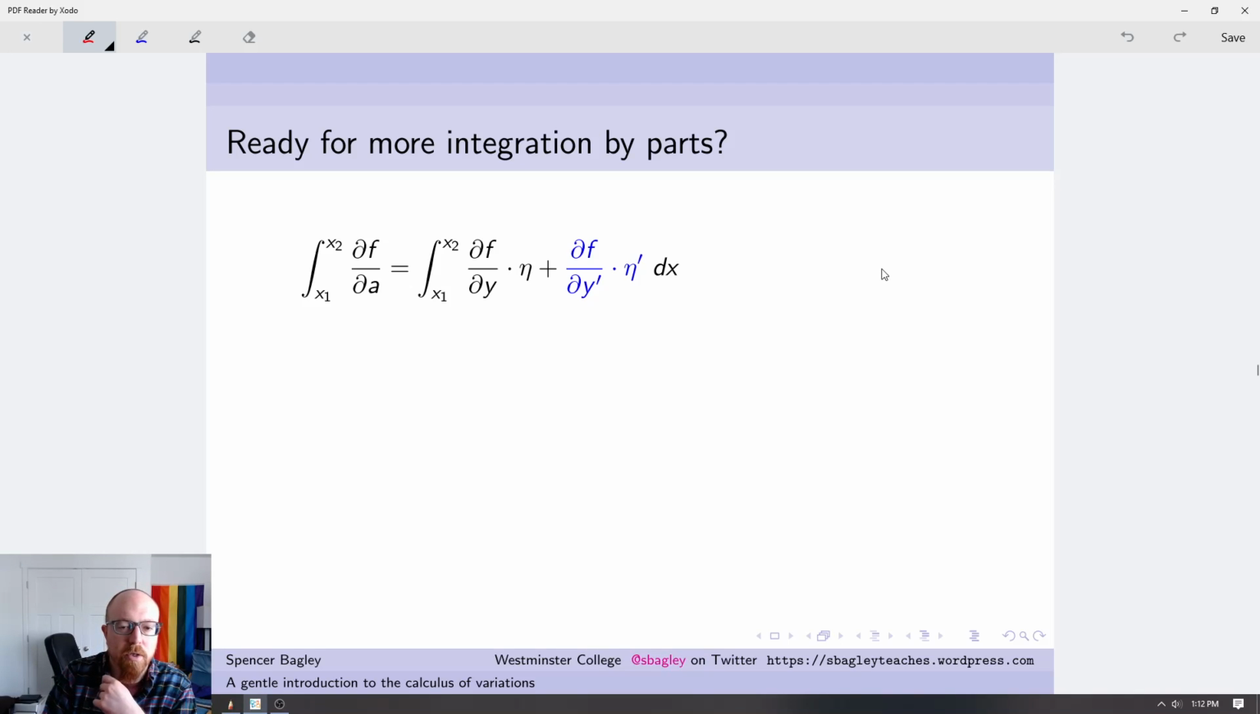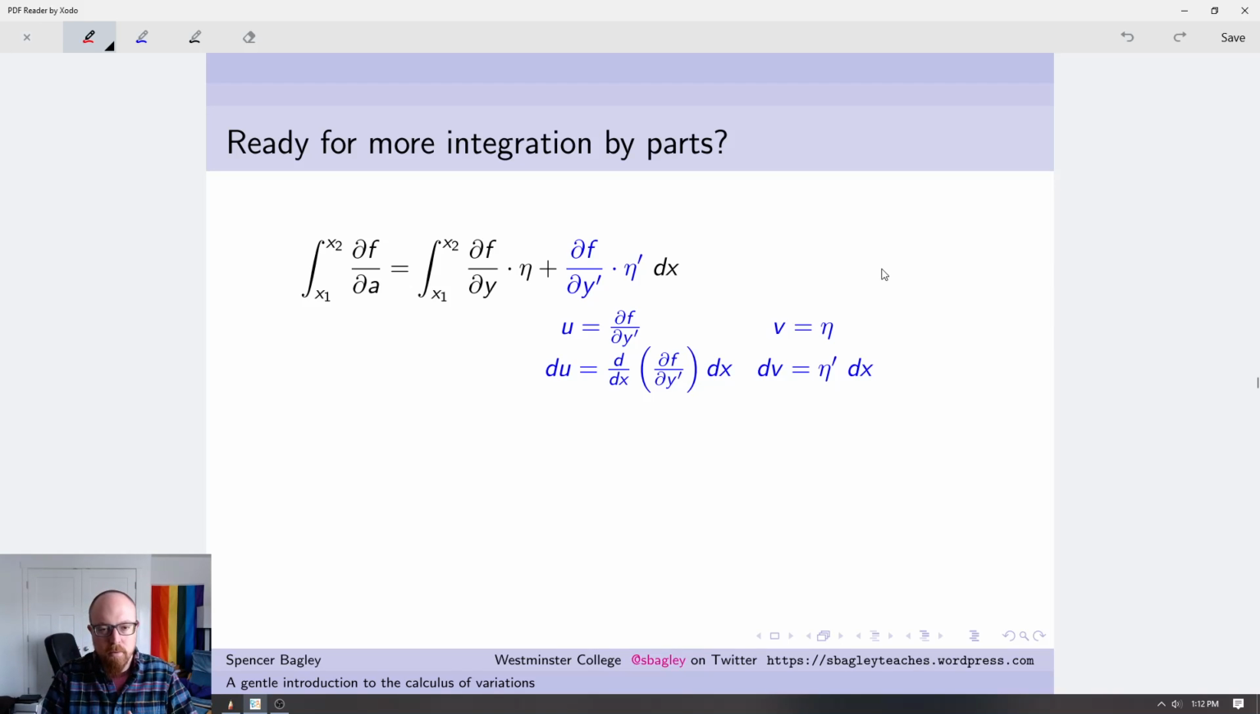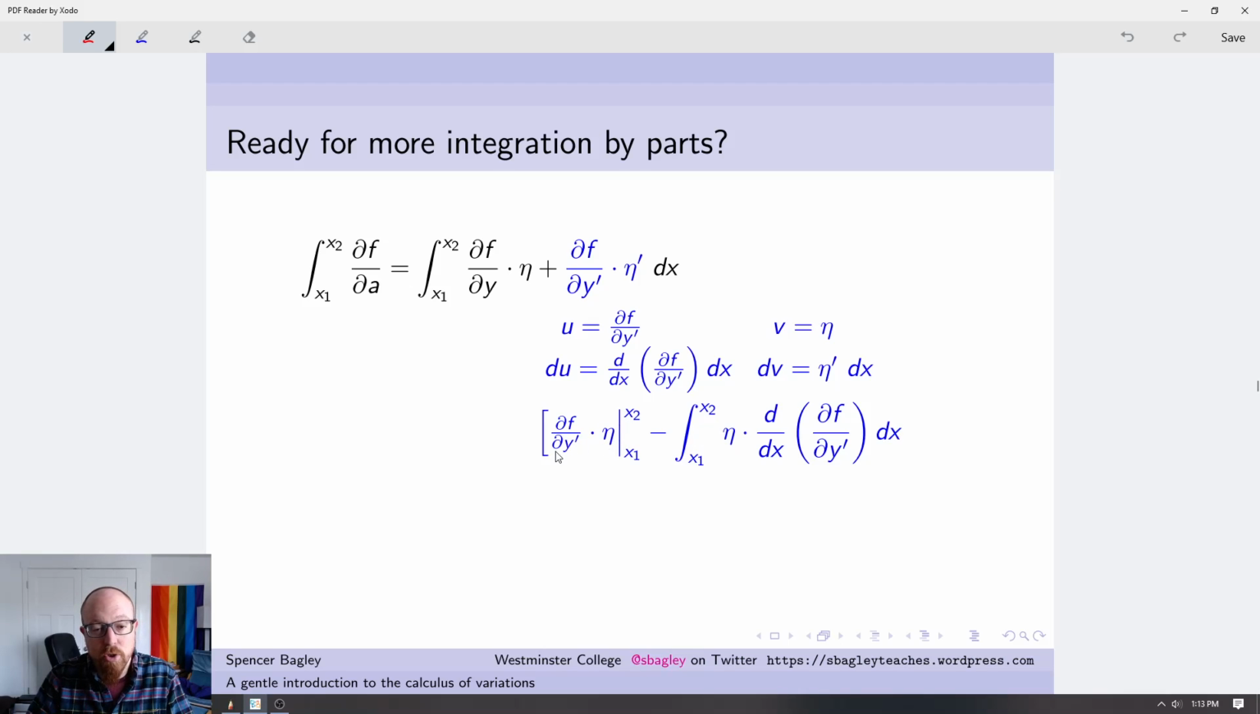I think, again, the clear choice for dv is our eta prime, which means that v is going to be eta. And then that leaves partial f partial y prime to be our u. We are going to take the derivative of that with respect to x, which is weird, but that is what we've got to do here because we are integrating with respect to x. All right, so then the second term, let's integrate by parts and put all the pieces together. Here is our uv. Again, since we're evaluating from x1 to x2, and eta is a variation, this will die. It'll go to 0. And then we've got the integral of v du.